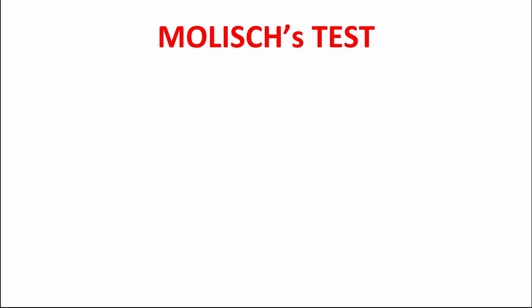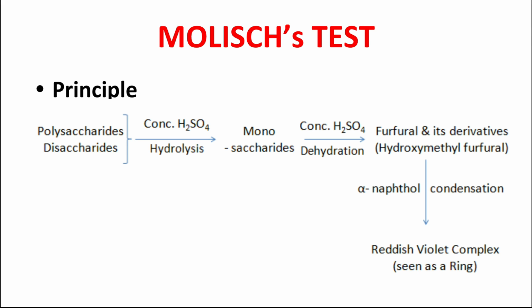Now we'll talk about the principle. Whatever polysaccharides or disaccharides are there, in the presence of concentrated H2SO4, hydrolysis happens and they are converted into monosaccharides. Again, because of the presence of acid, they get dehydrated and convert into furfural or its derivatives. Now these furfurals get condensed with alpha naphthol and provide the reddish violet color complex.